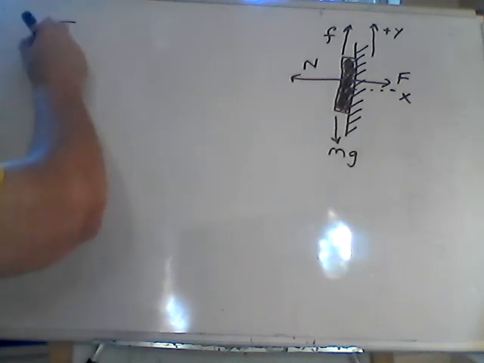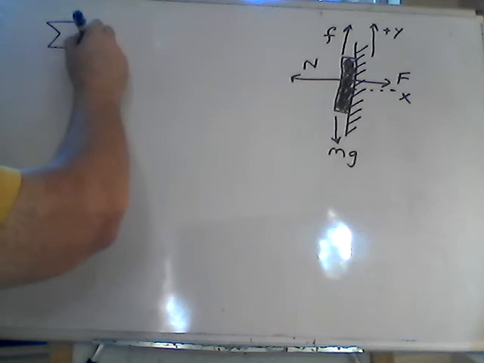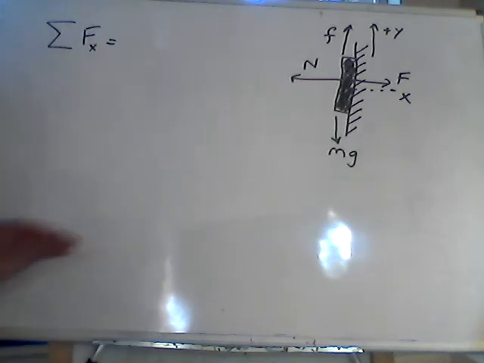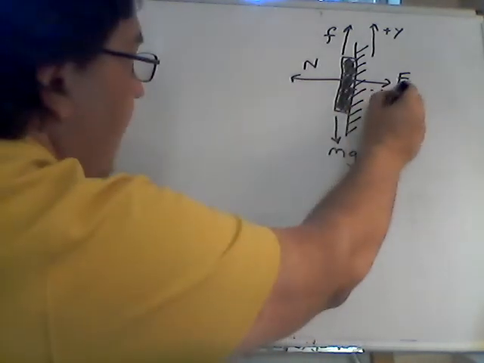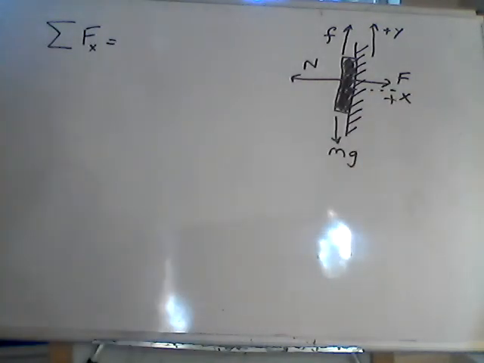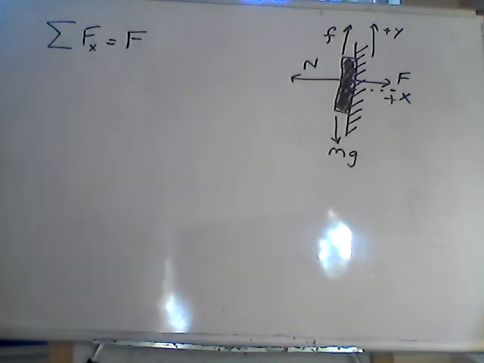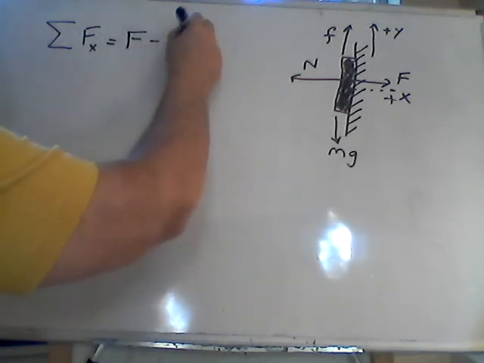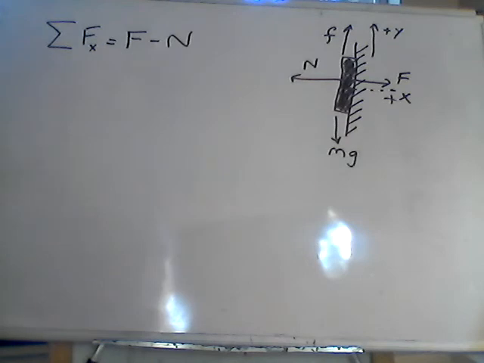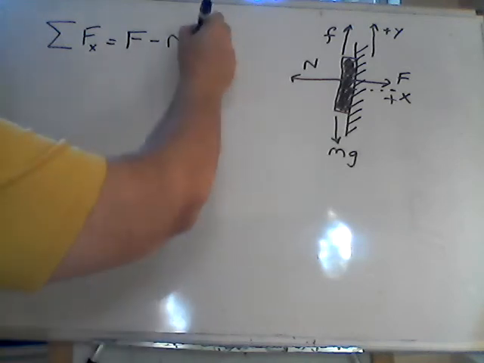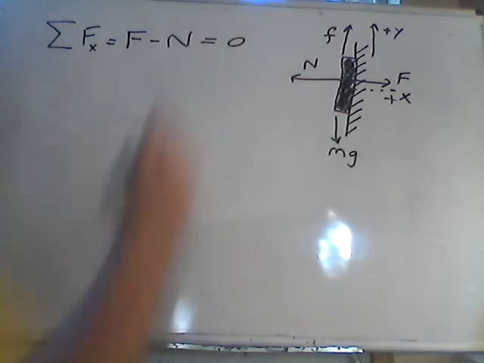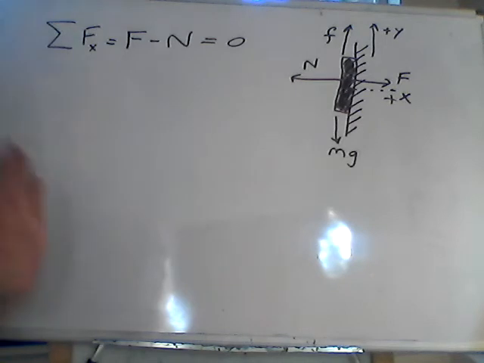So sum of all forces in the x direction, adding up all forces in the x direction. What are the forces? Again, I'm considering this as plus x this way and plus y that way. So F is positive, the application force. The normal force is negative. And gravity and friction work entirely in the y direction. And there's no acceleration. This is a static problem. It's not accelerating in the x or y direction. So they're opposed to each other.